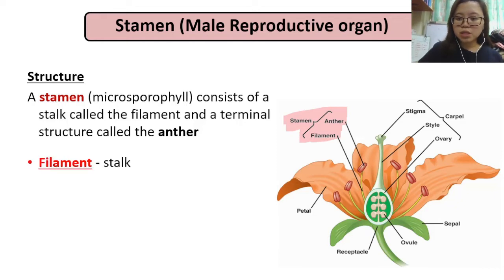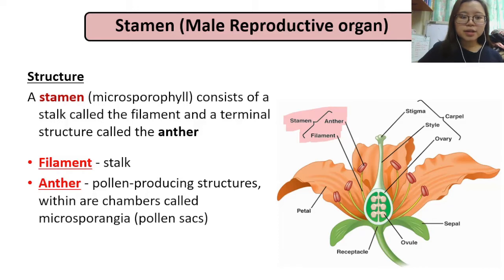So the filament is the stalk ataupun tangkai yang menampung anther. And anther is a pollen-producing structure within which are chambers called microsporangia or pollen sacs. So these are the anther. There are several anthers and filaments that you can see in this diagram, but I just circle one of them. And in this anther is where we will produce pollen grain ataupun debunga.